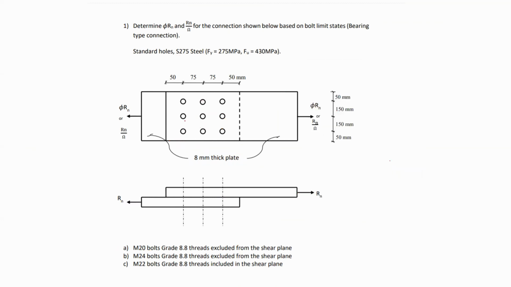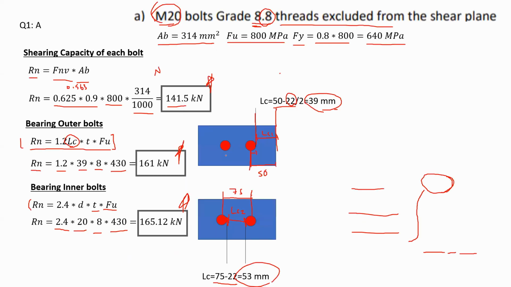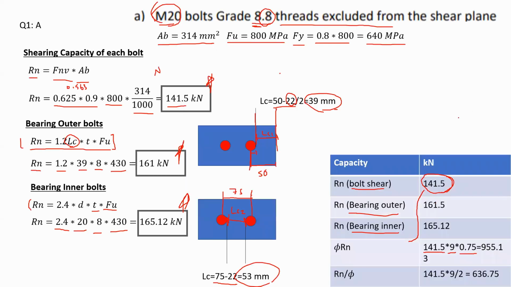Yeah, so as you can see, I have 9 bolts, and therefore I'm multiplying the capacity of 1 bolt by 9. And from there, I get the capacity of the whole connection as 955.13 kilonewtons. And if you would like to calculate it based on ASD, instead of multiplying by 0.75, I divide by 2. And again, you get the capacity according to ASD, 636.75 kilonewtons.